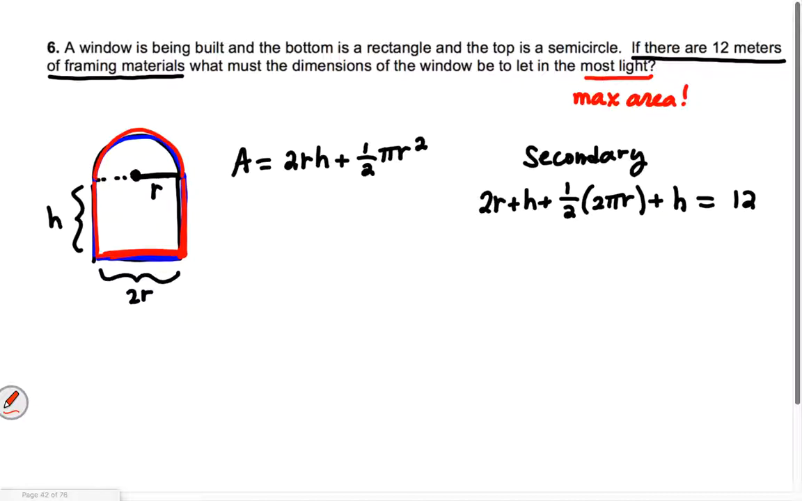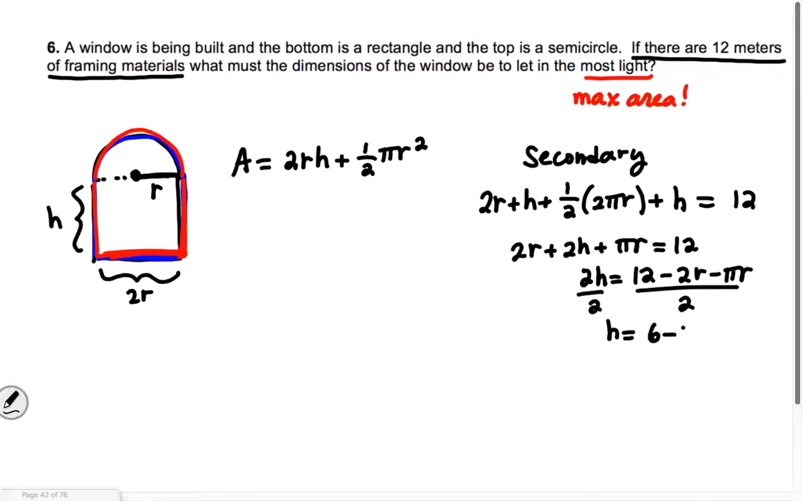With me? So we need to solve for either R or H. As I start simplifying, I get 2R, 2H, pi r equals 12. So what are you trying to solve for? Are you trying to solve for R or for H? Definitely getting H by itself is easier, right? Do you guys see that? Yeah. So I'm going to have 2H equals 12 minus 2R minus pi r, and then I'm dividing by 2.